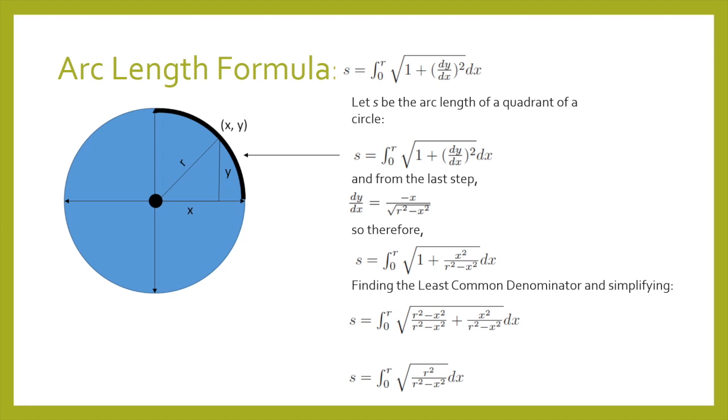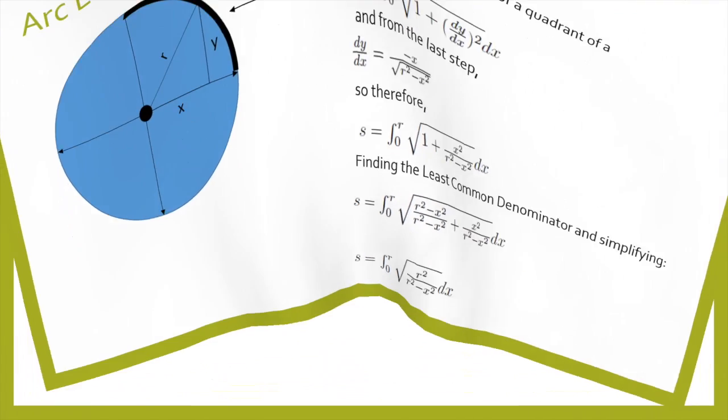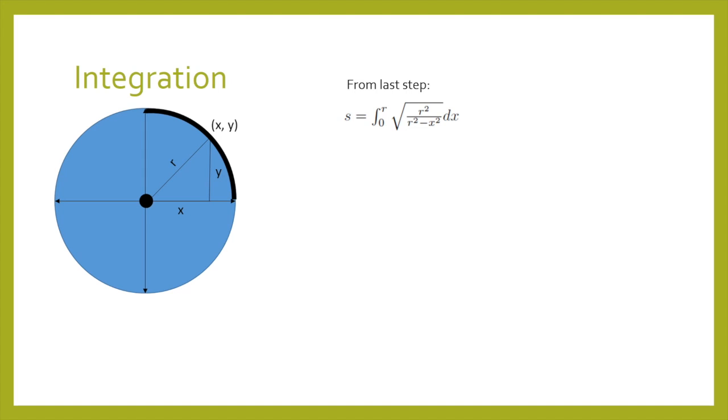Now, we're going to integrate. But first, we can simplify this equation a little bit more. As you can see, there is an r squared on the top, and since there is a radical over it, it turns into an r. And since r is a constant with a circle, we can take that out of the integral. So we end up with the arc length equals r times the integral from 0 to r of dx over the square root of r squared minus x squared.